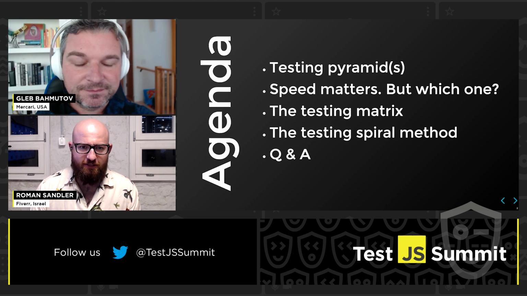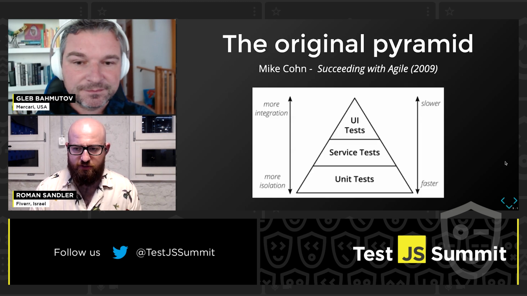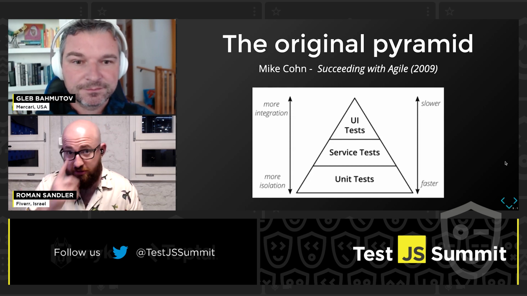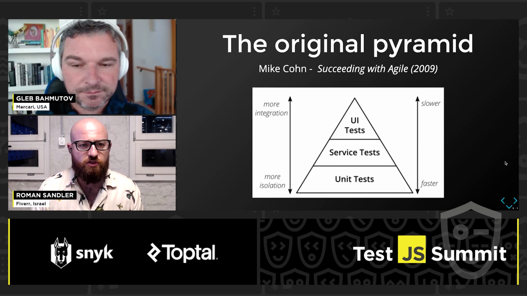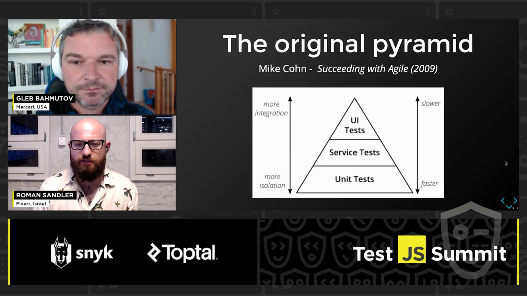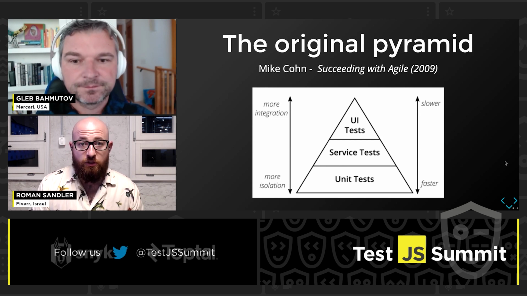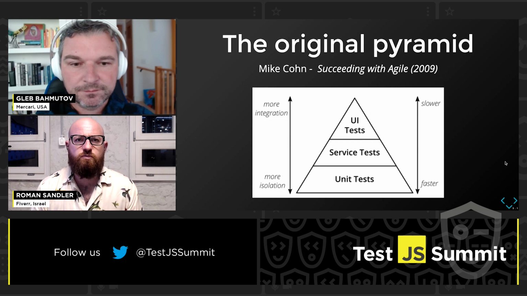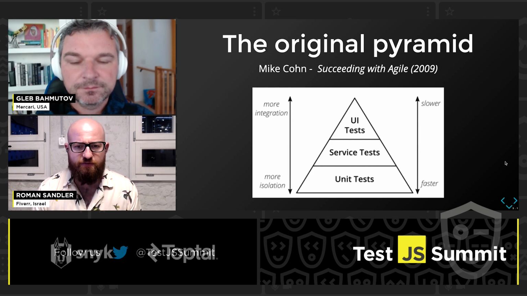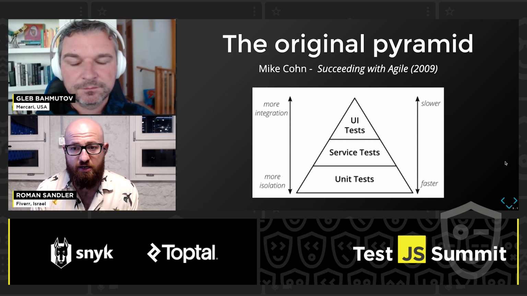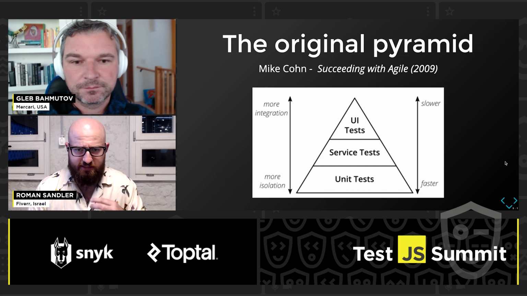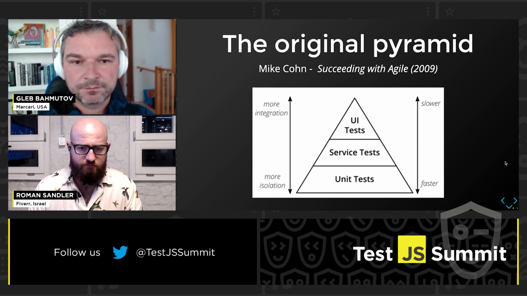Absolutely, Gleb. So I think the first point is the original testing pyramid that we're all familiar with, and I think the term was coined and introduced to the world by Mike Cohn in his book Succeeding with Agile. And essentially the idea is that all of your automated tests should be divided into three parts: unit test, service test, and UI test. The biggest part should be unit tests, then service tests, and then UI tests.